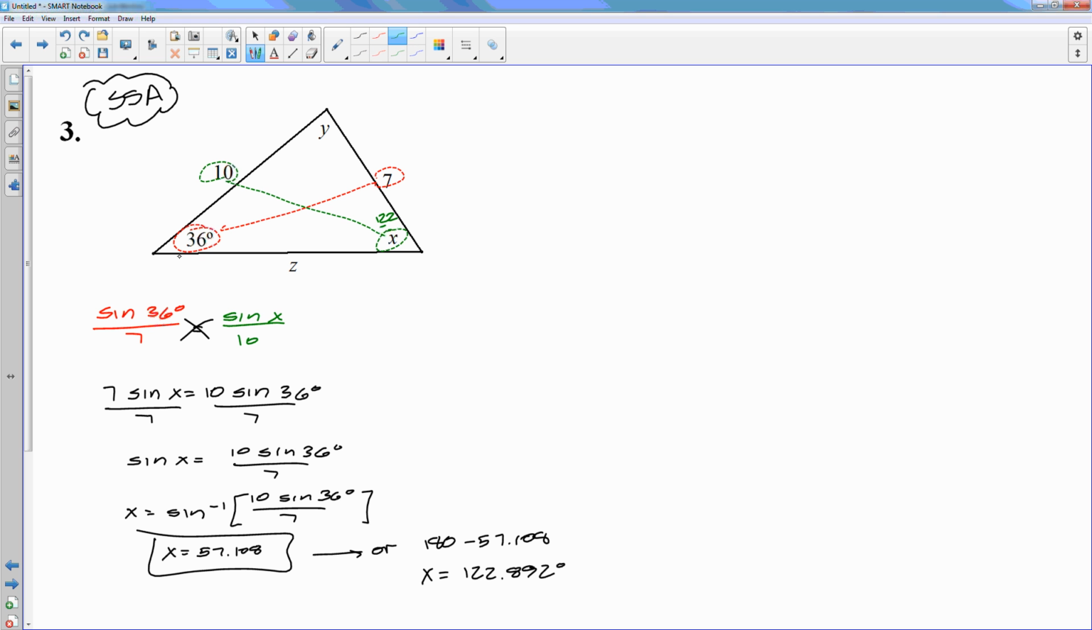122 is larger than 36. The angle opposite 122 is larger than the side opposites match up. So even though 122 is a really big angle, how much larger doesn't play in. All that matters is 122 is larger than 36 and 10 is larger than 7. So in this case, both possible angles work, and we will stick with both angles.